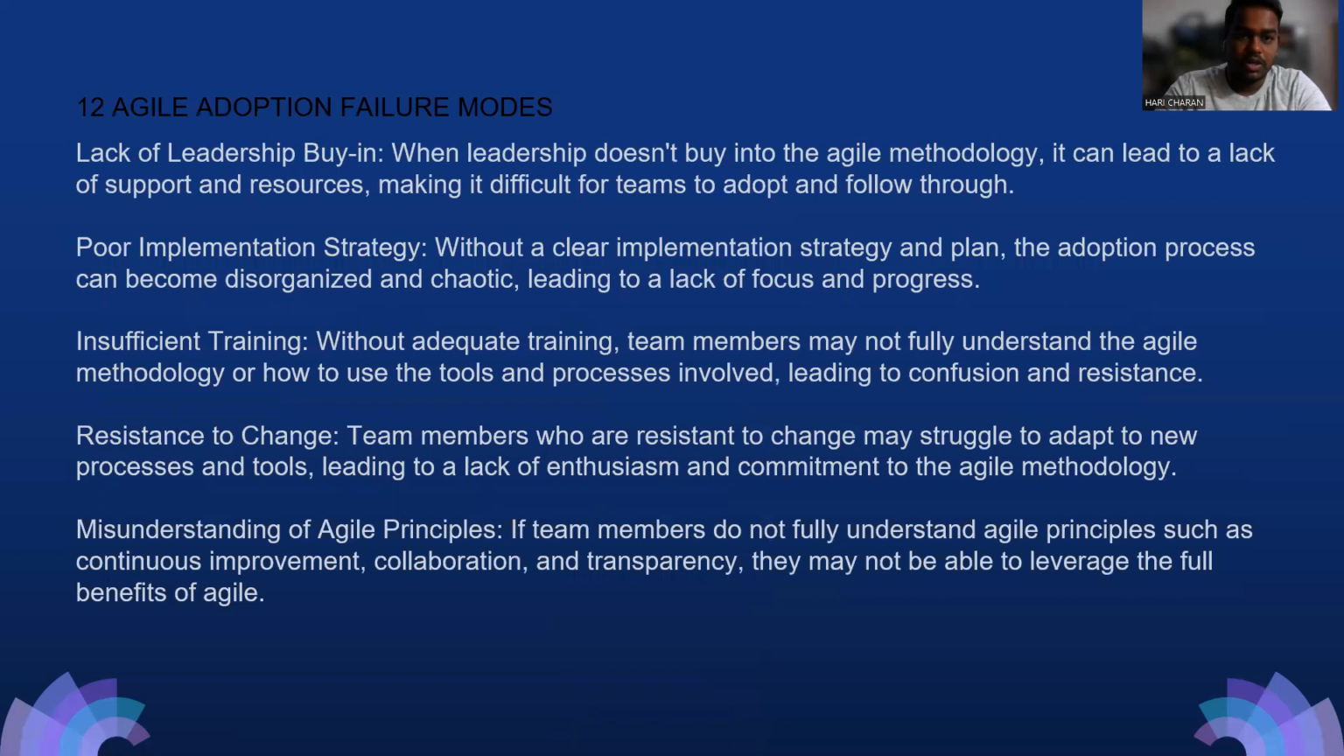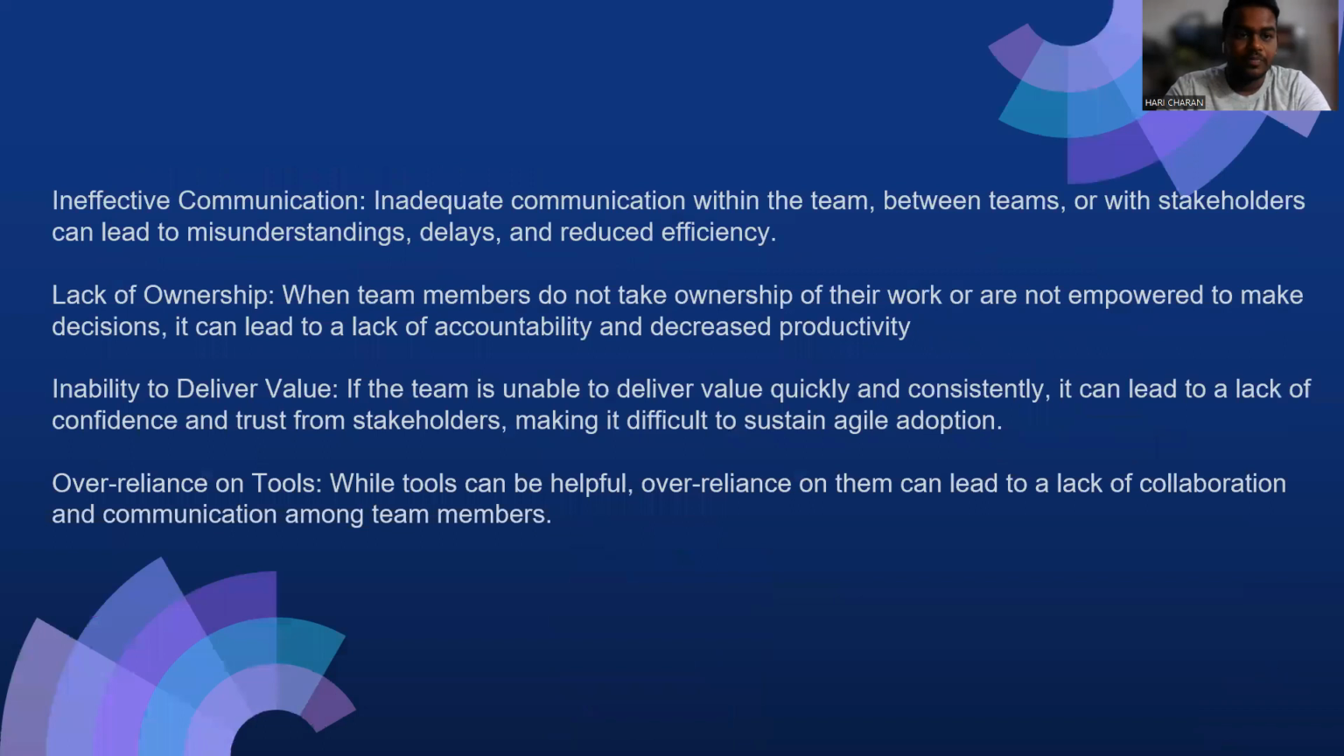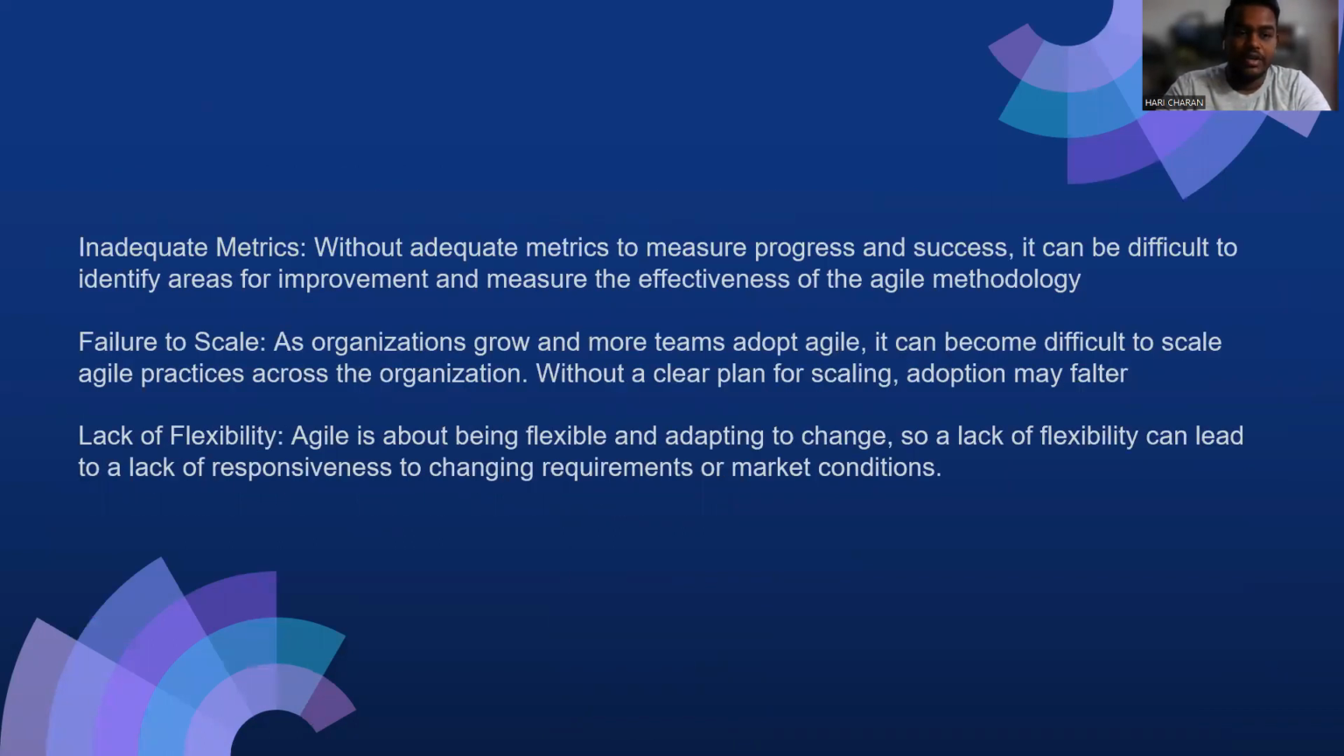So these are the 12 agile adoption failure modes, where you can see lack of leadership, poor implementation strategy, insufficient training, resistance to change, and misunderstanding of agile principles. And the others are ineffective communication, inability to deliver value, over reliance on tools, and lack of ownership. And the other three are inadequate metrics, lack of flexibility and failure to scale. Now I'm going to explain all the 12 modes in detail.